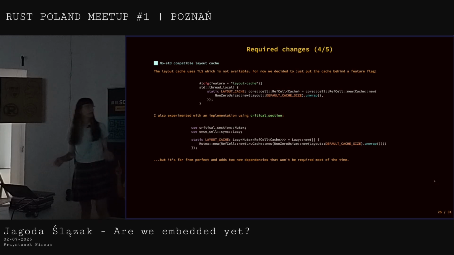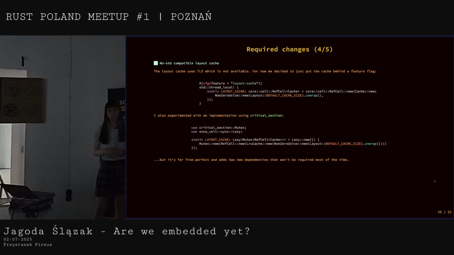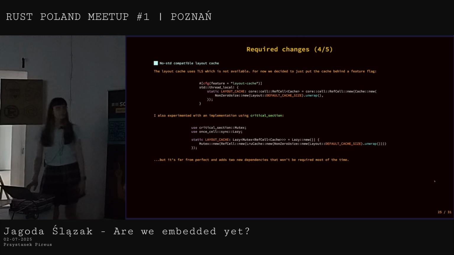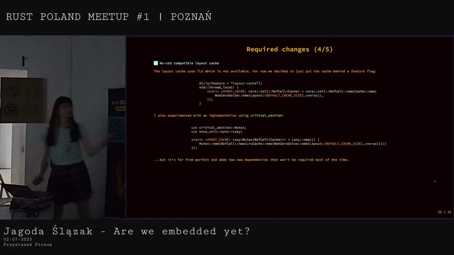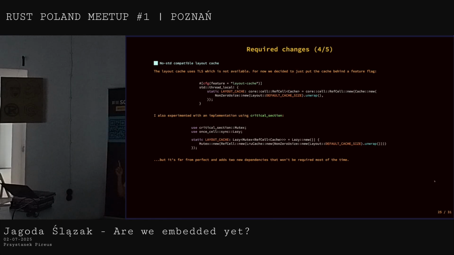So yeah, maybe we will add a better alternative solution in no-std later on, but for now, you just have to turn off the layout cache feature flag, and it will be no-std compatible. That's why, as I showed here, layout cache depends on the std feature flag.